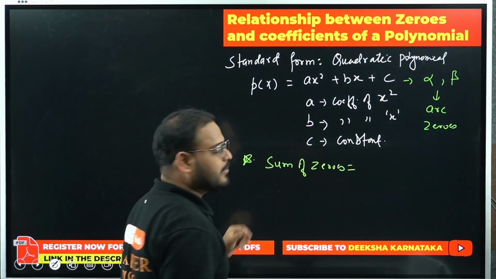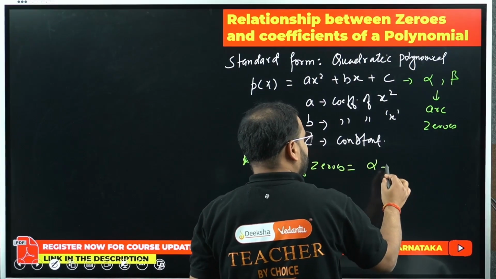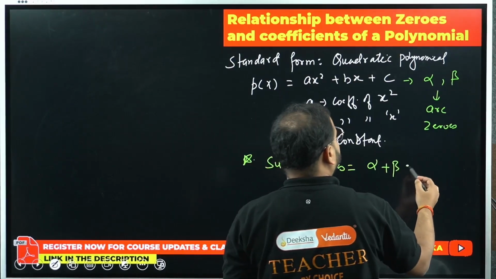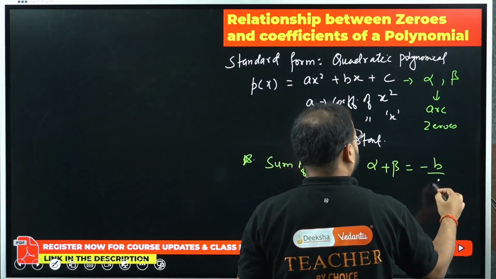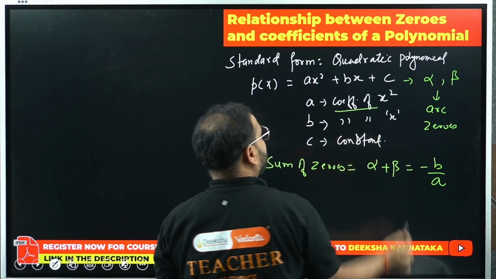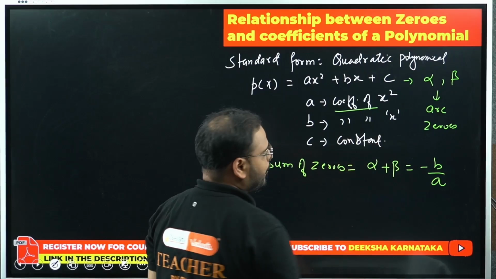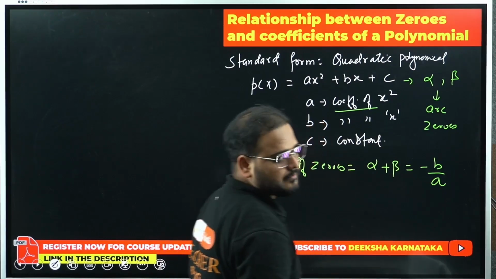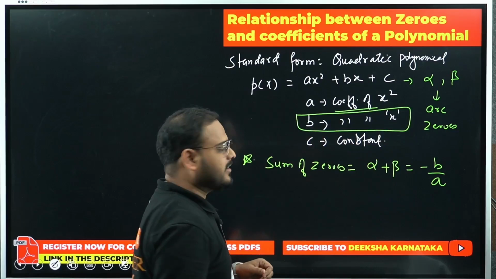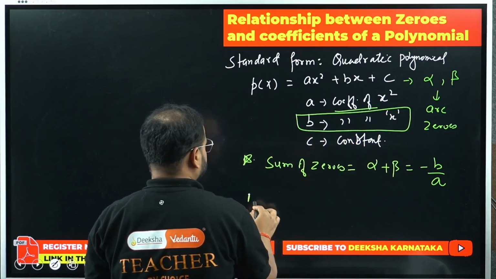Sum of the zeros will be given by what? Add them, alpha plus beta, and what is this equal to? Minus b by a, where b is the coefficient of x, upon a, the coefficient of x square. B is what? Over here, no? Coefficient of x, right? What about the second condition?